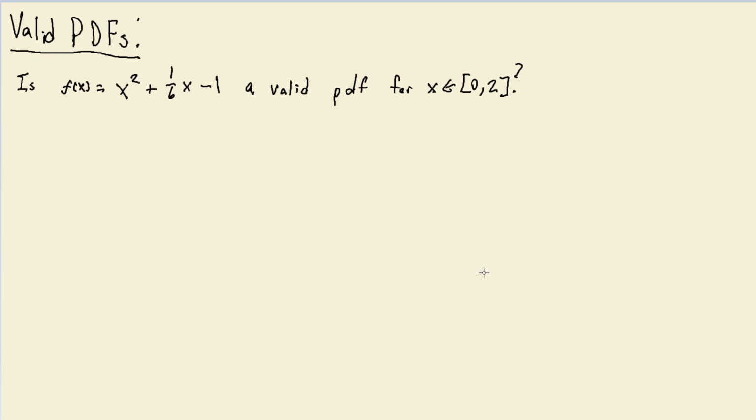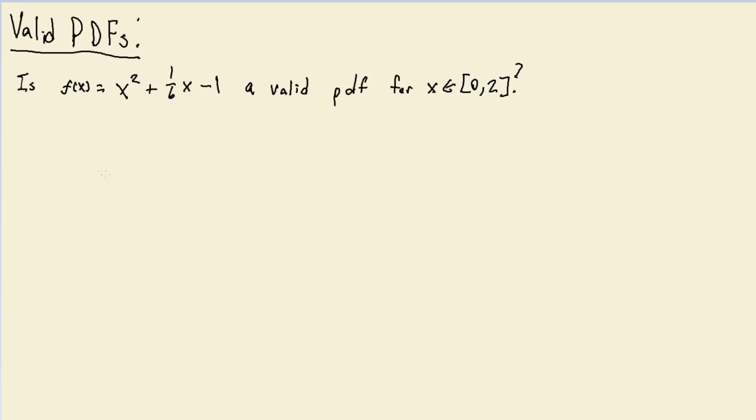So with our first example here, we're asked, is f of x equal to x squared plus 16x minus 1 a valid probability density function for x on the interval from 0 to 2? These questions aren't usually asked like this. Typically, you'll have some type of situation. It'll be like, the probability that an unstable particle will emit some alpha particle is given by this function. Is this a valid probability density function on this interval? It'd be something like that, but I kind of cut off the fat here for this video.